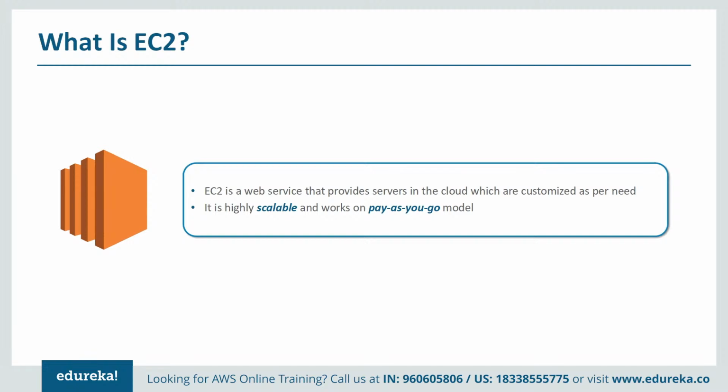And within EC2, the service is highly scalable and you can opt in for pay as you go model. So in the later part of the session, we'll talk about various purchasing options that are available within EC2. So the most commonly used one is pay as you go. And there are other options available wherein you get significant discounts if you put in a commitment for a time duration and you're willing to pay some upfront cost. The full form of EC2 is Elastic Compute Cloud.